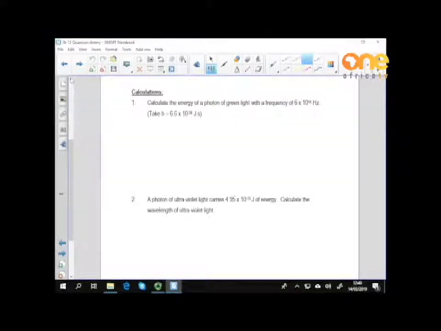Right, grade 12, I want to mark the questions that you had for homework. The first one: calculate the energy of a photon of green light with a frequency of 6 times 10 to the power 14 hertz. E equals h times f, Planck's constant, 6.6 times 10 to the power minus 34, and the frequency is given as 6 times 10 to the power 14 hertz.